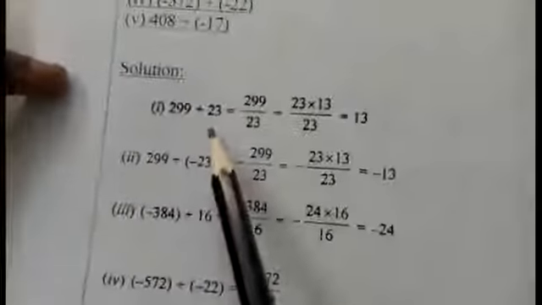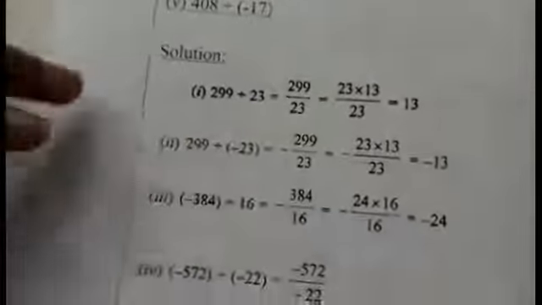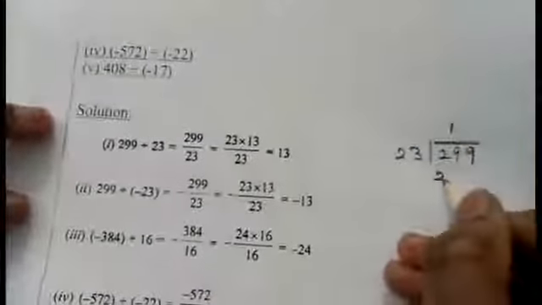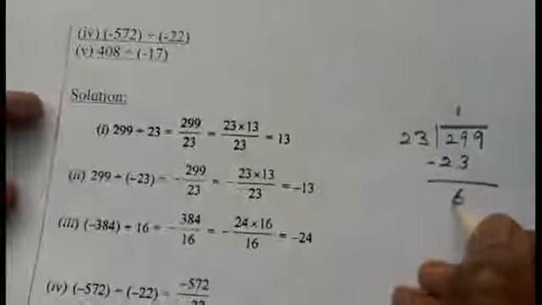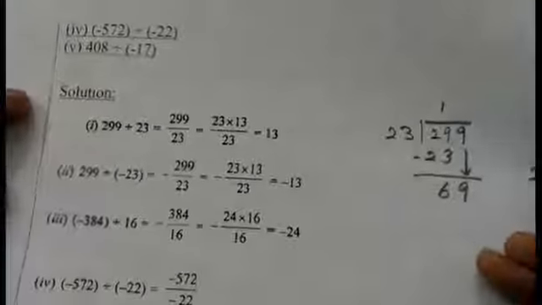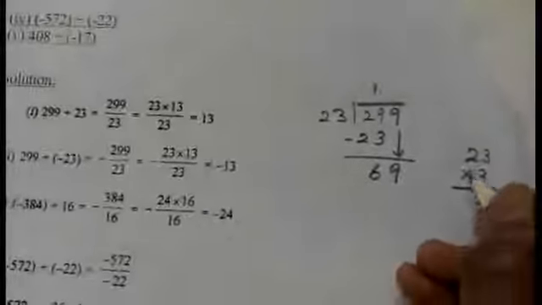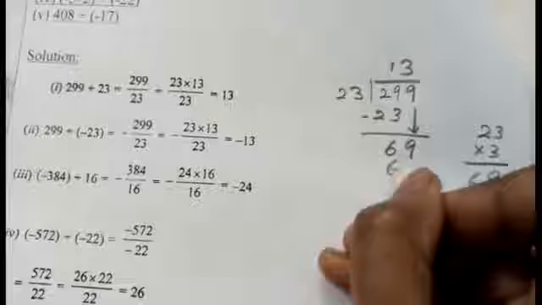299 divided by 23. You do not have any sign, which means it is going to be positive. 23 into 1, you will get the value as 23. 9 minus 3, 6. You are going to bring this 9 down. 23 into 3. 3 3s are 9. 3 2s are 6. So 23 into 3, I am getting the value as 69.